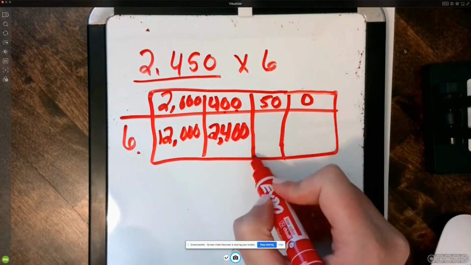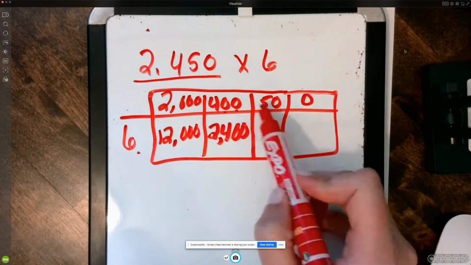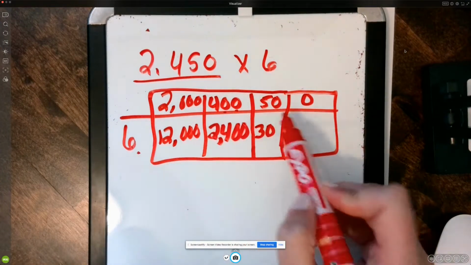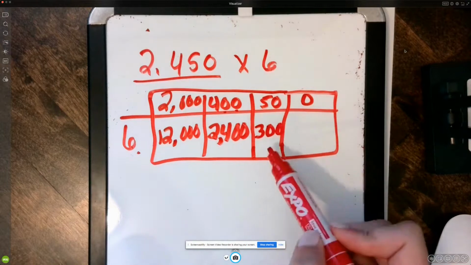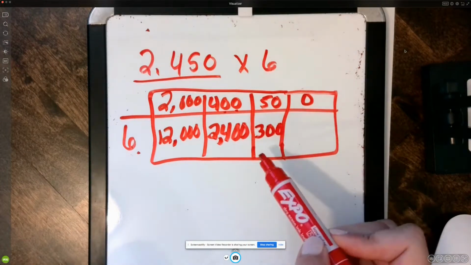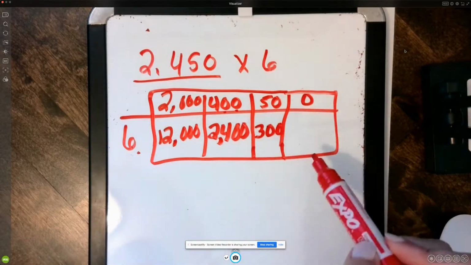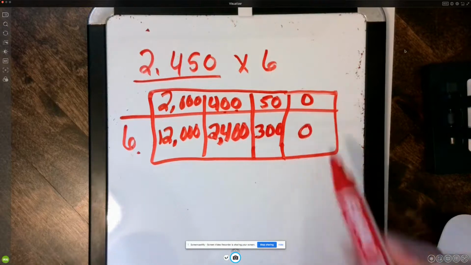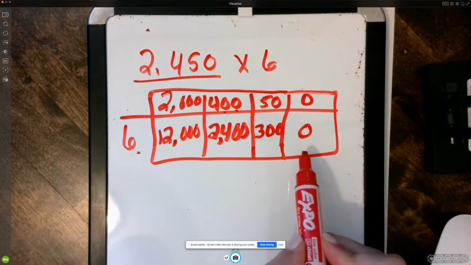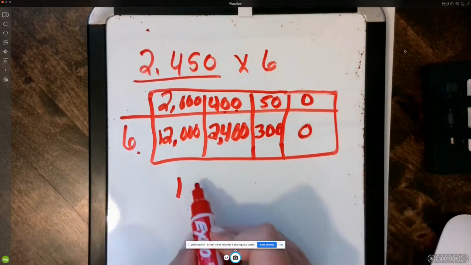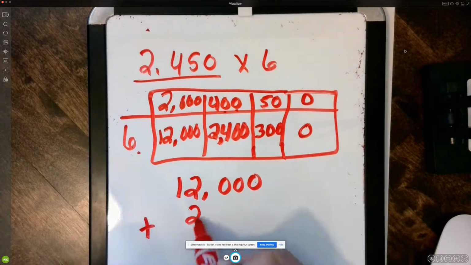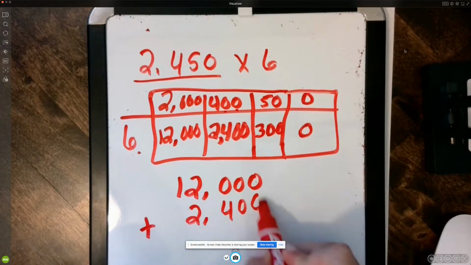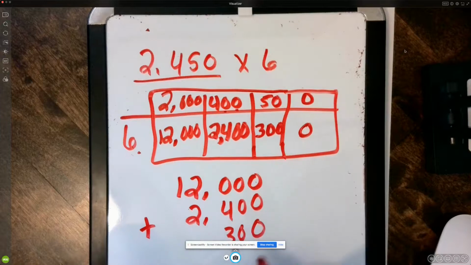Now I'm going to go to my tens column. 6 times 5 is 30, and there's 1 zero in that tens place. So 6 times 50 is 300. And 6 times 0 is 0. Now that I have my partial products solved, I can add them together. So I have 12,000 plus 2,400 plus 300 plus 0.